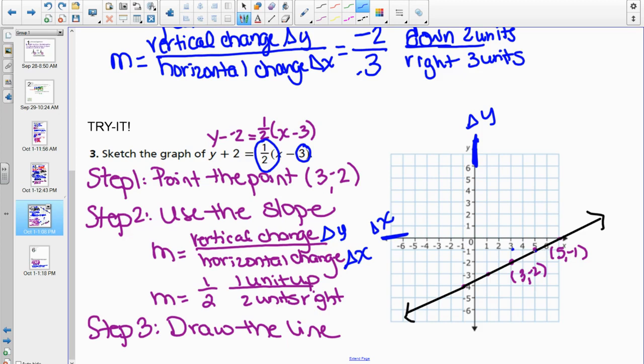Now, if you don't think that's enough, of course, you can make more points and keep doing the same slope over and over, up 1 over 2. If you get enough points, last step is just to draw the line.